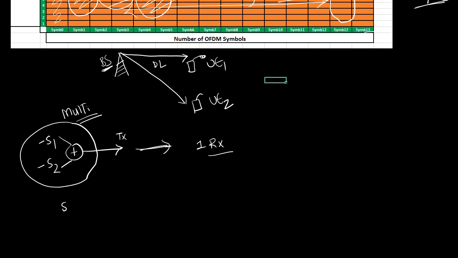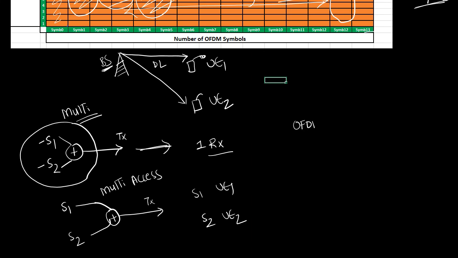But what if S1 and S2 are multiplexed, but S1 is intended for UV number 1 and S2 is intended for UV number 2? In such a case, this is called multiple access. In case of OFDM, we are dividing the resources in the frequency domain. Orthogonal subcarriers S1, S2 up to Sn are added together, it is like multiplexing, and it is intended for only one receiver.